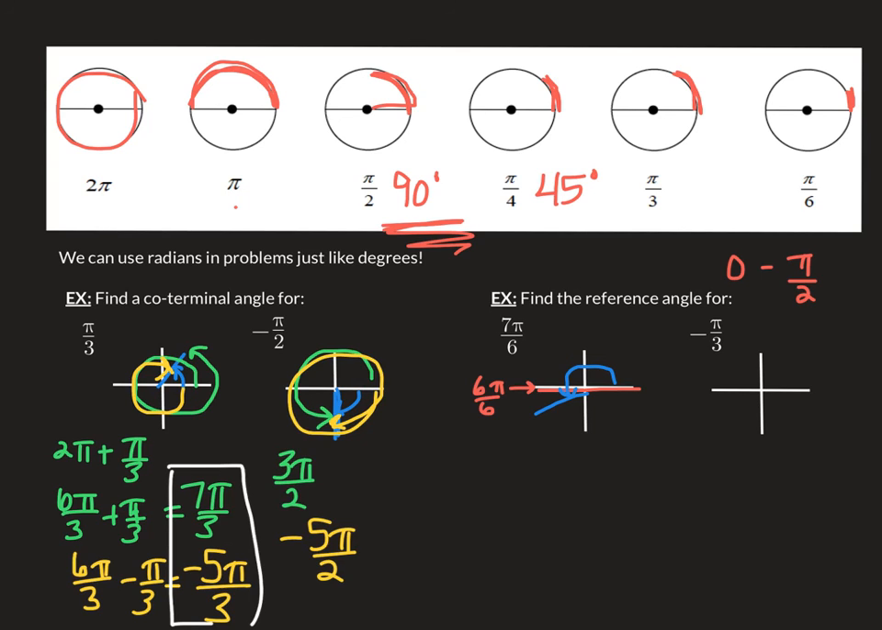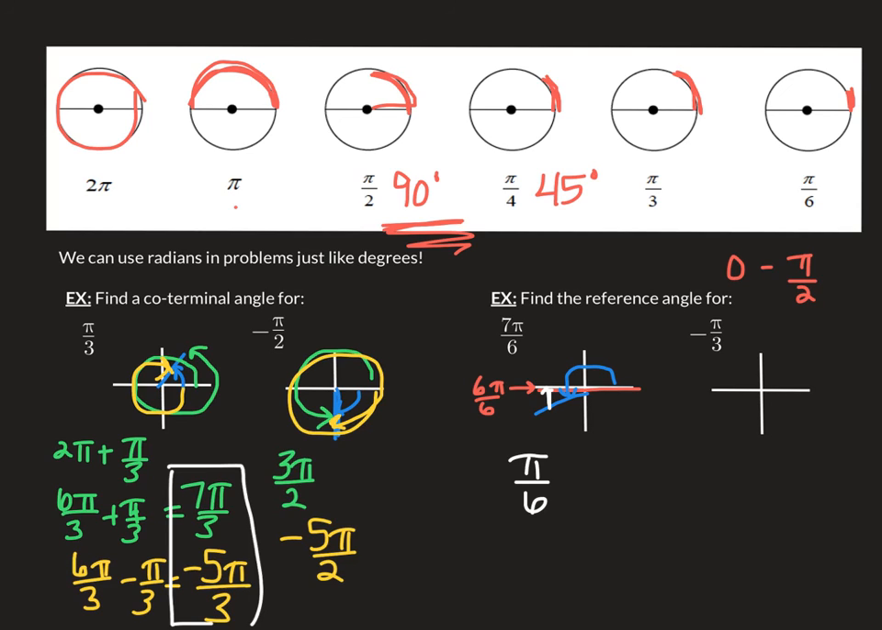Okay, now if I want the reference angle, remember the reference angle is the closest angle to the x-axis. That would be that angle right there. And how big is it? Well, it goes from 7 pi over 6 to 6 pi over 6, so the reference angle here would be pi over 6. Okay, hit pause. Try the last one and see how you do.